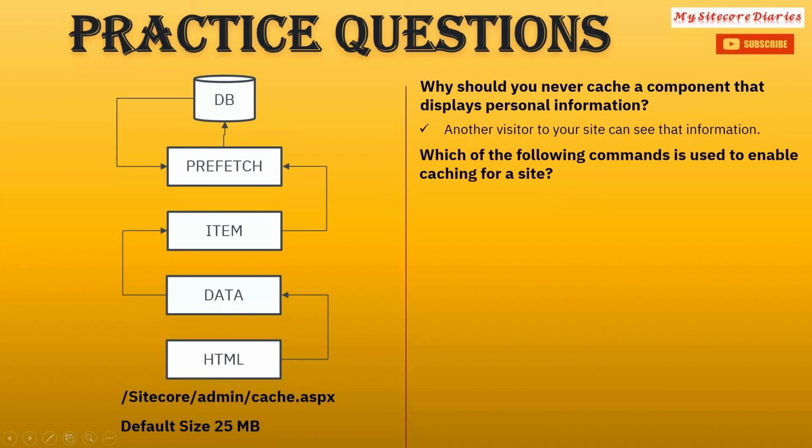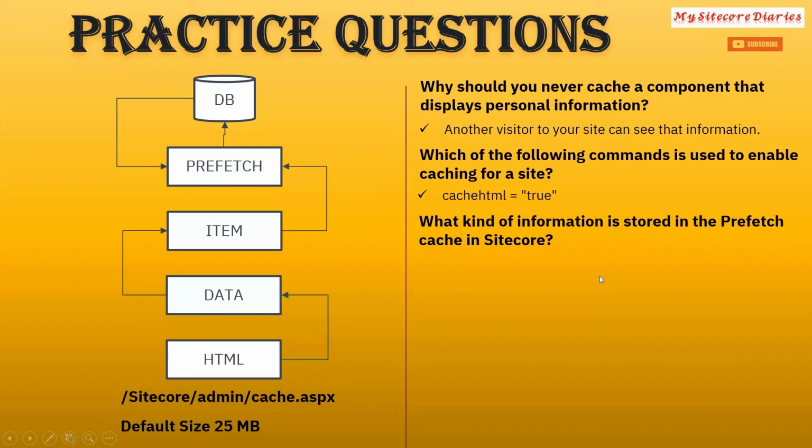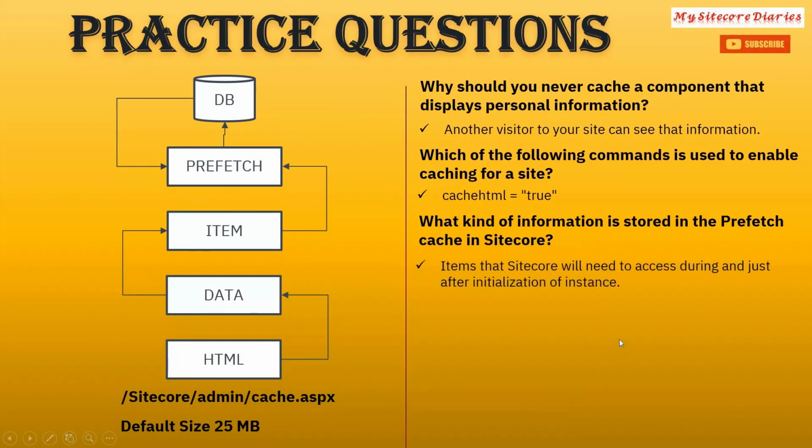Which of the following commands is used to enable caching for a site? Caching is done by cache HTML equals true. What kind of information is stored in the pre-page cache in Sitecore? The pre-page cache stores items that Sitecore will need to access during and just after initialization of an instance. So when your Sitecore instance starts, the items which are required at that time will be stored in the pre-page cache. When you define a pre-page cache, you have to identify what items it should cache at the start of the application. If you provide a lot of items, then it will take a lot of time to start. So that instance will take a lot of time to start.